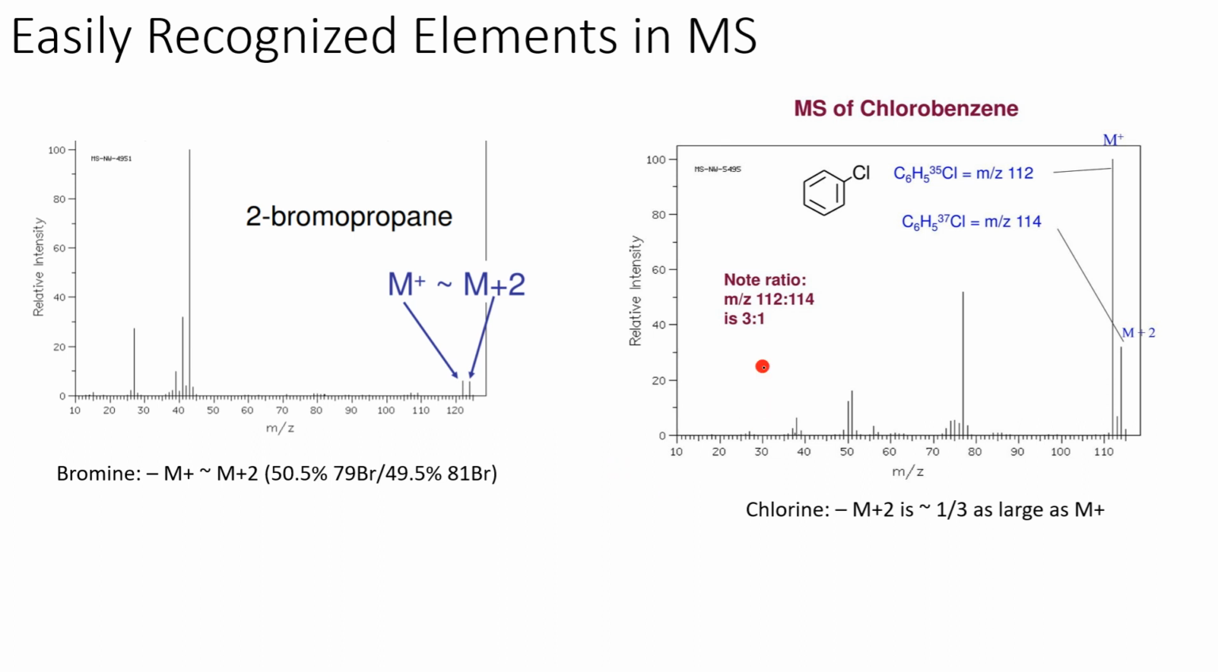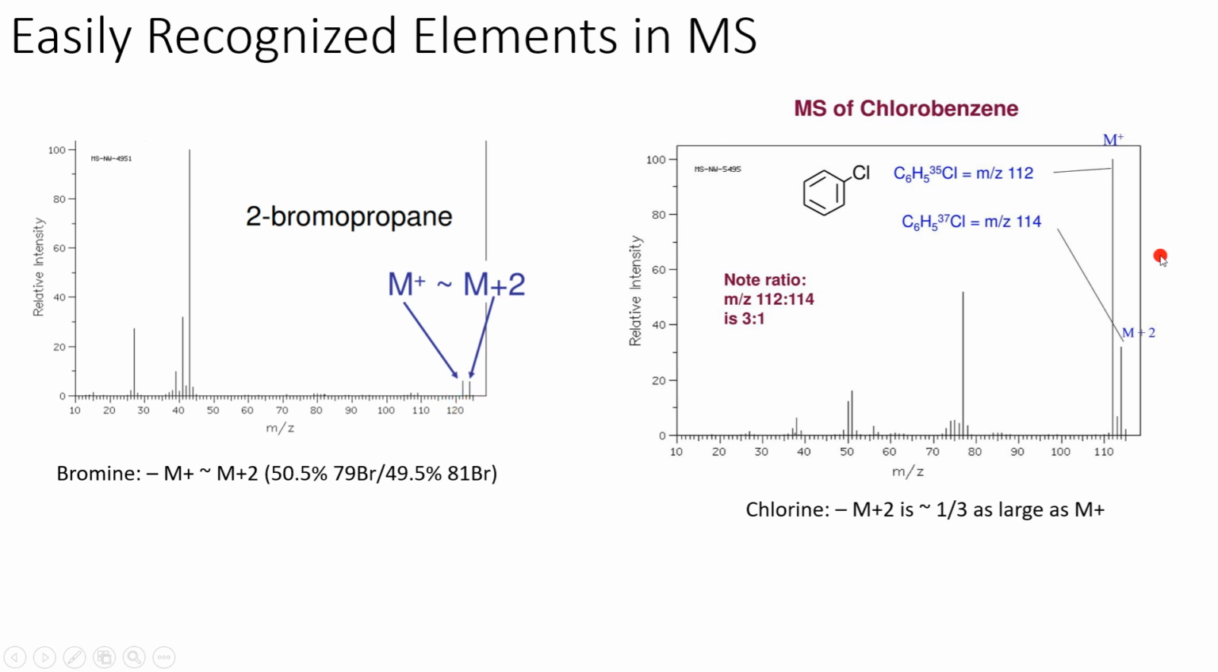For example, easily recognizable elements are bromine. Bromine has two isotopes whose percentage abundance is almost the same, 50-50%. So you get two peaks of the same height, right? If you get two peaks of the same height, what does this indicate? There must be bromine present in your molecule.